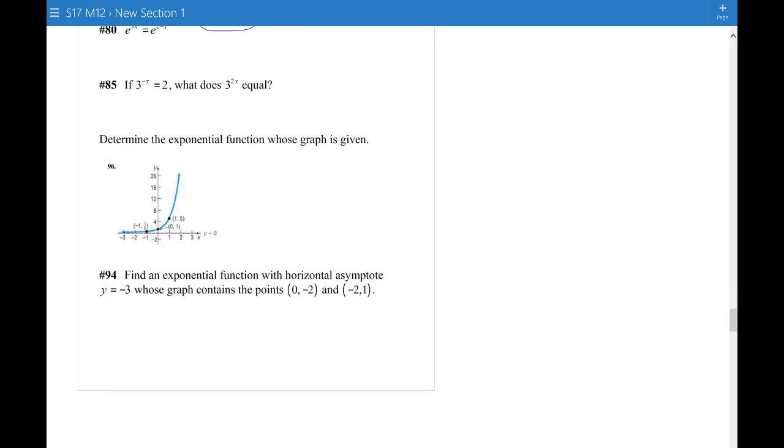And then the last couple are finding an exponential function with a graph that's given, and finding an exponential function with this horizontal asymptote containing particular points. So I'd like to do those together with you in class.